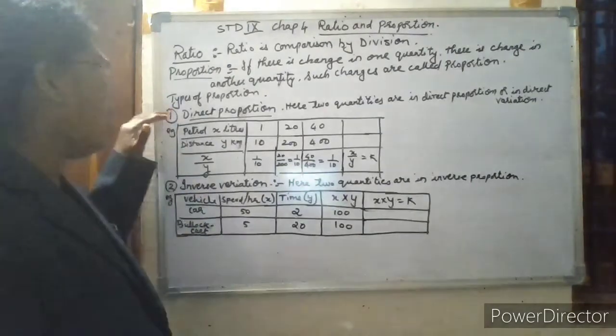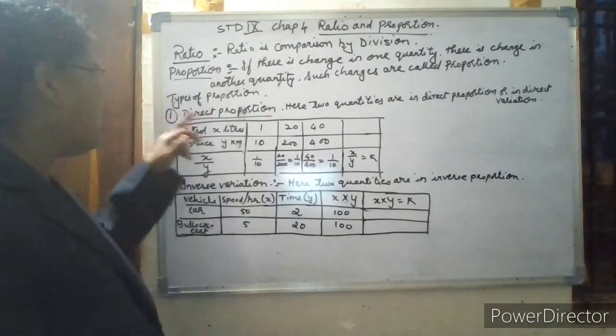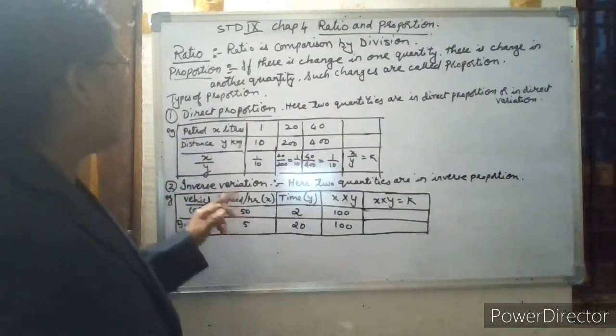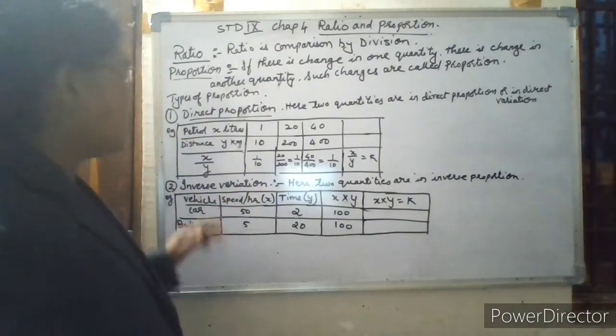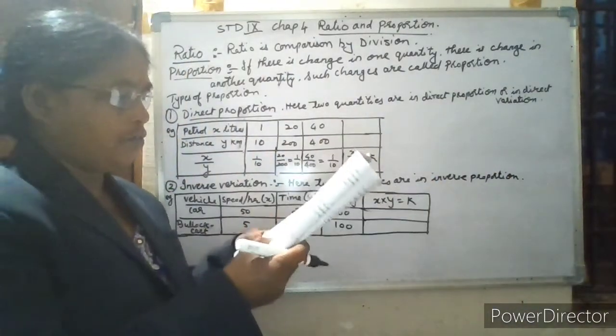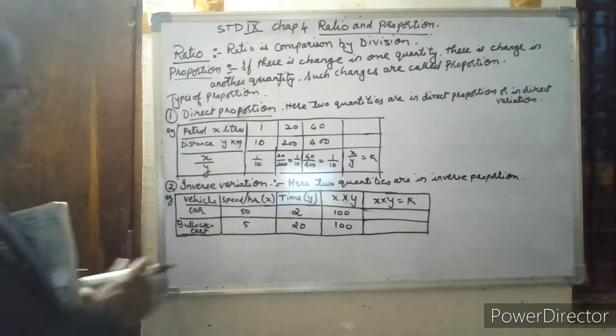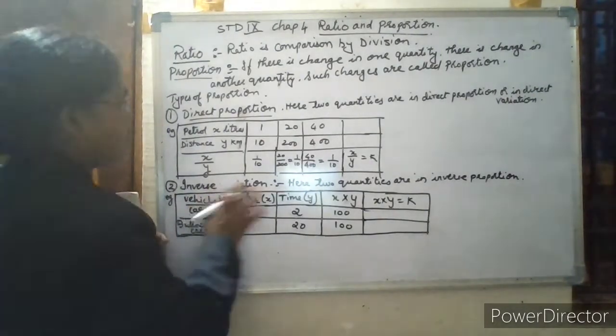So these are the types of proportion, that is direct proportion and inverse proportion. In this way we have two types of proportion.